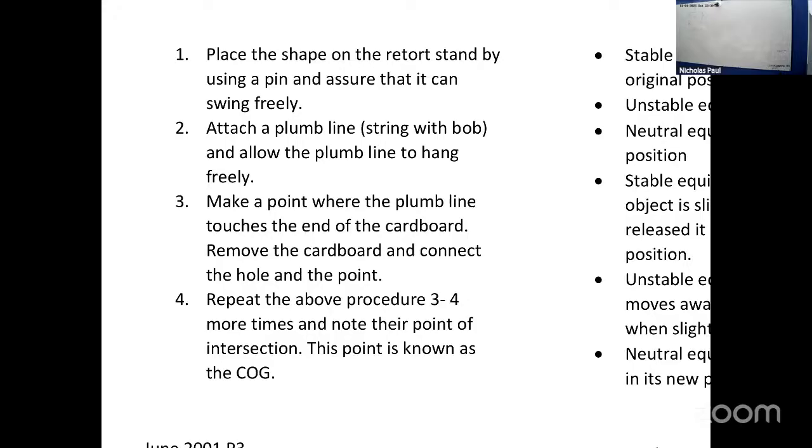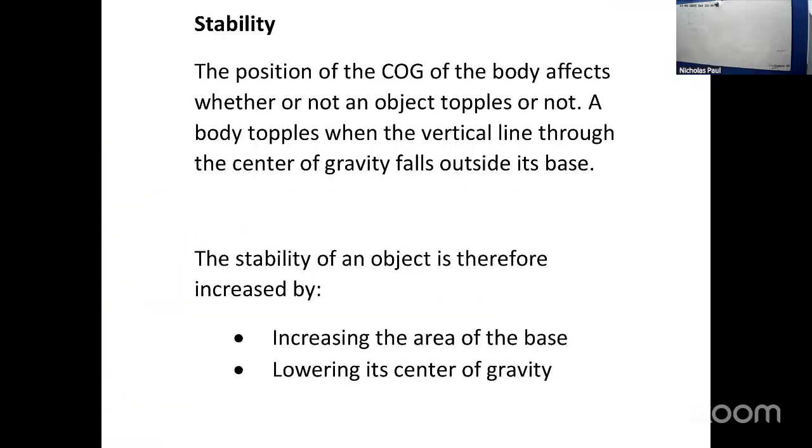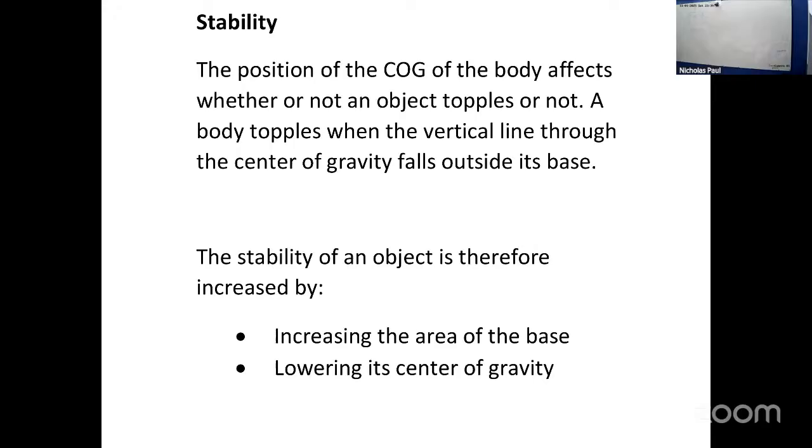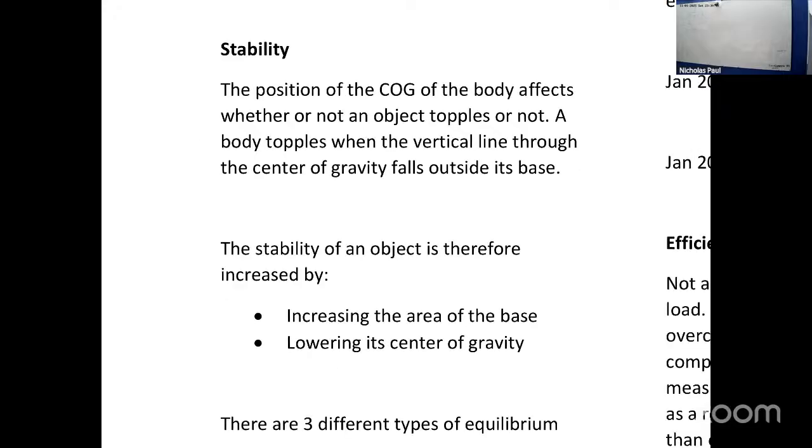Place the object and so on. So the same things that we talked about, those are your 4 steps. Right. So why is stability important? Why is center of gravity important? The position of the center of gravity affects whether or not an object topples. A body topples when the vertical line through the center of gravity falls outside the base. So what does all this mean? I want to show you a little simulation here to show what they are talking about.